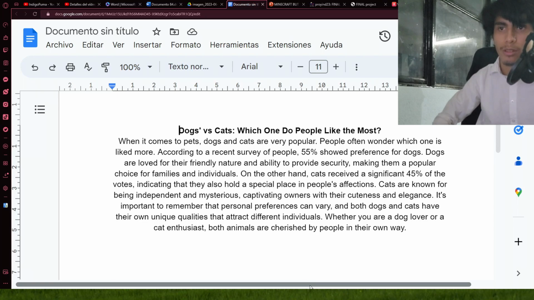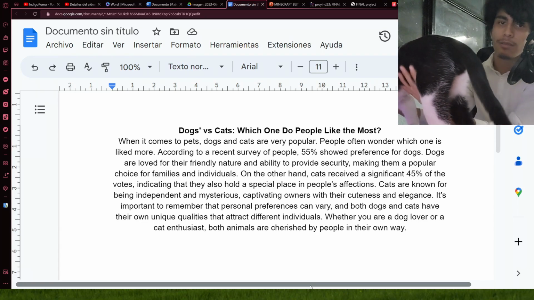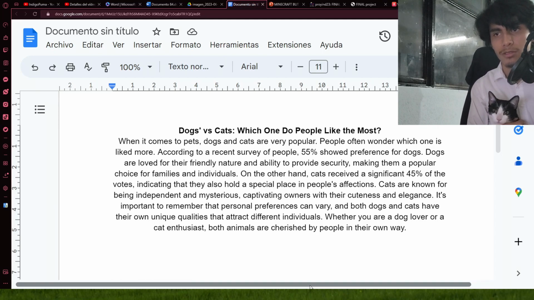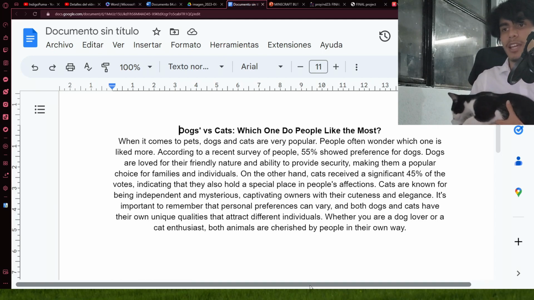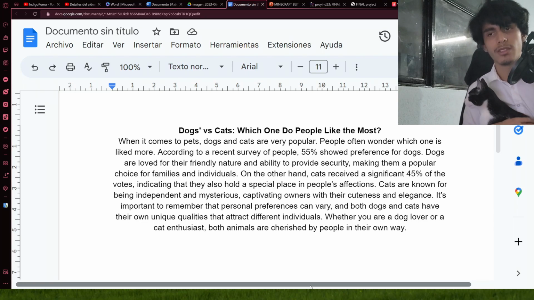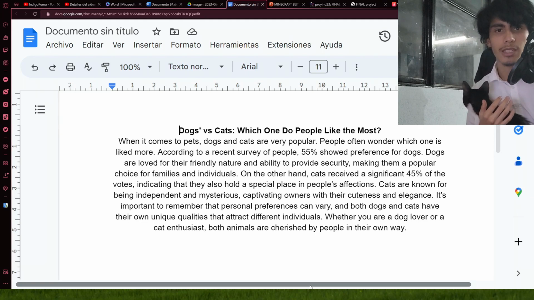It's important to remember that, speaking of cats, right? Where was I? Captivating owners with their cuteness and elegance. It's important to remember that personal preferences can vary, and both dogs and cats have their own unique qualities that attract different individuals. Whether you are a dog lover or a cat enthusiast, both animals are cherished by people in their own way, okay?